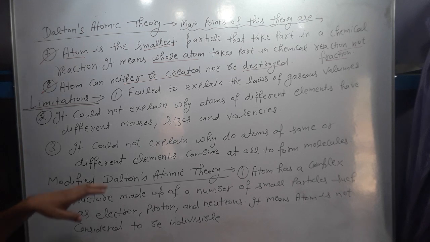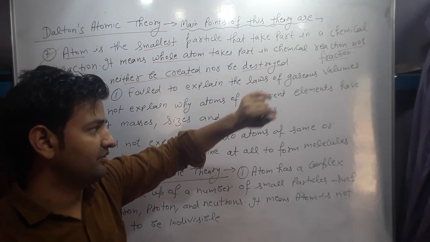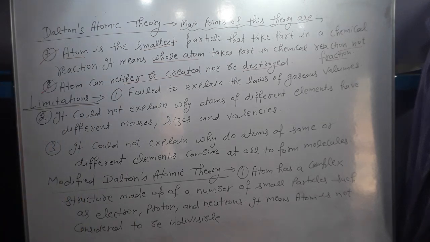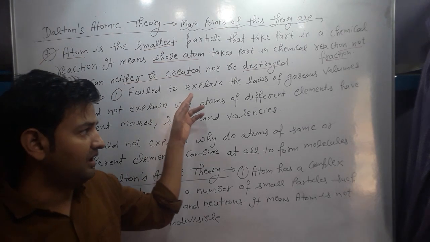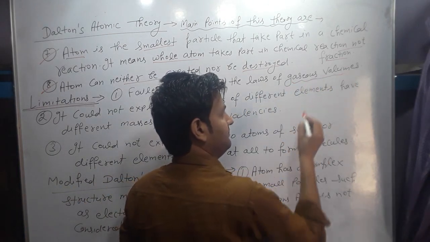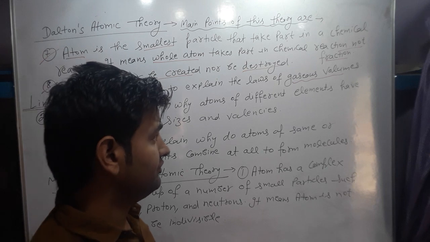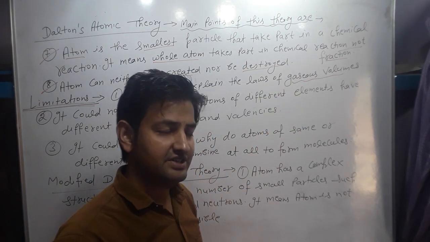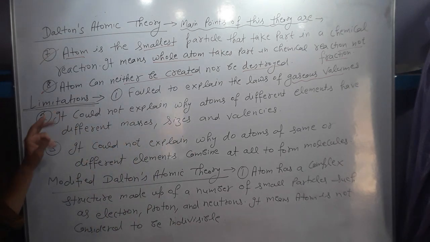The first limitation is Dalton failed to explain laws of gaseous volume. Dalton explained the laws of chemical combination by mass, but could not explain the laws of gaseous volume. How the volumes of the different gases combine to form the different chemical reactions takes place is not explained by Dalton.